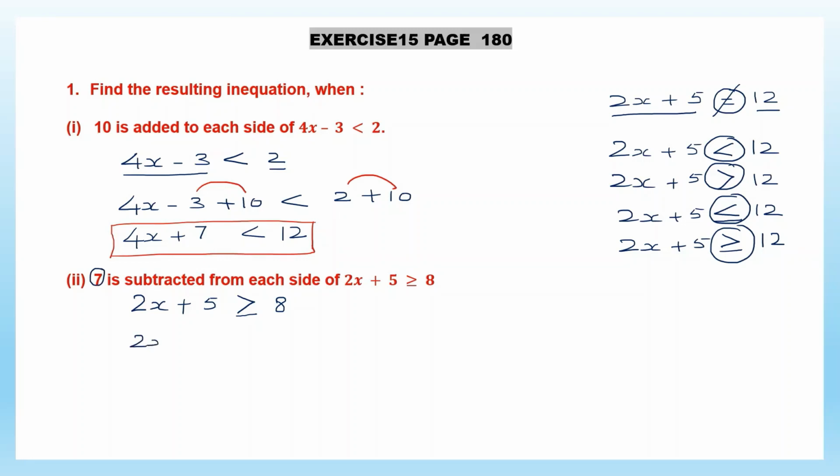So we'll get 2x plus 5 minus 7, this is the left hand side, is greater than and equal to 8 minus 7. So 2x, now work on plus 5 and minus 7. Signs are different. Put the sign of the bigger number and subtract. 7 minus 5 is 2. And this is greater than and equal to 8 minus 7, which is 1. So the resulting new inequation that we have got is 2x minus 2 is greater than and equal to 1.